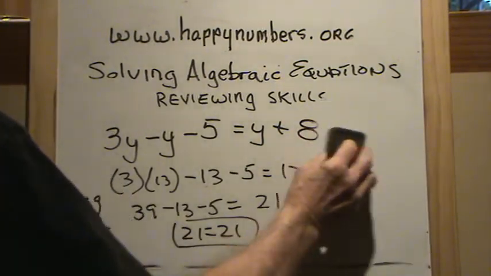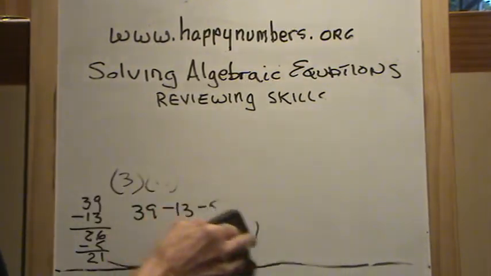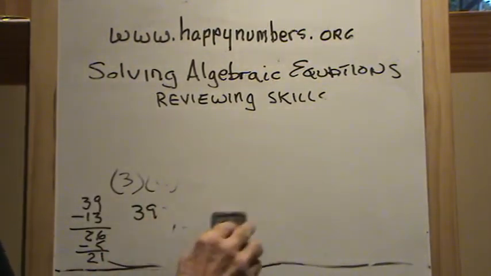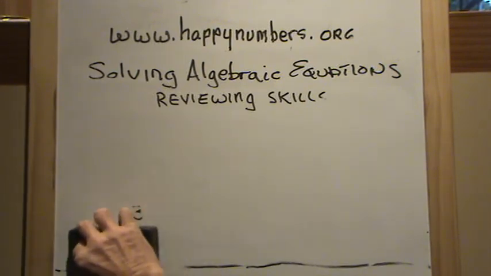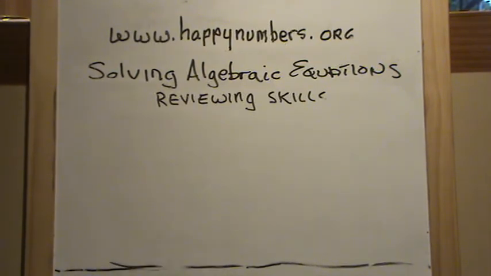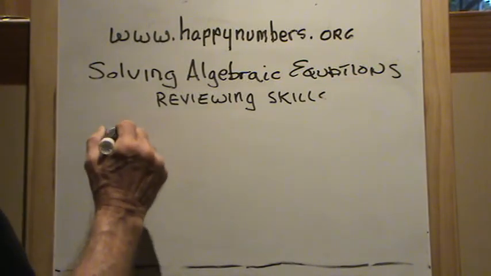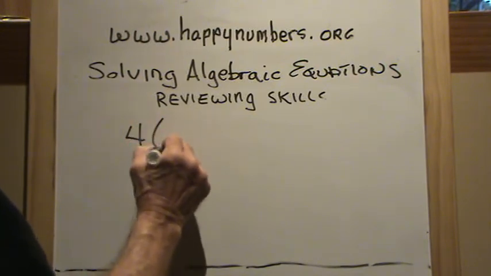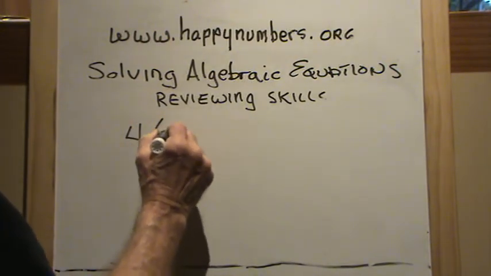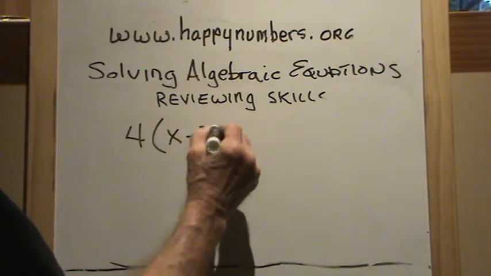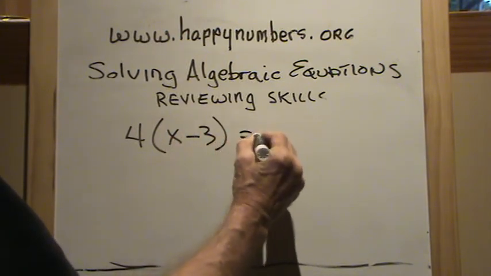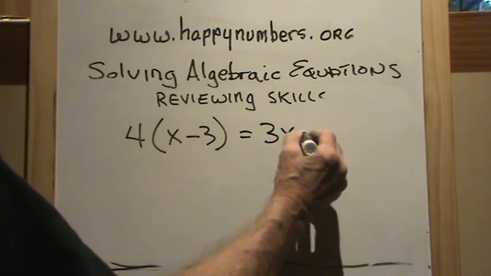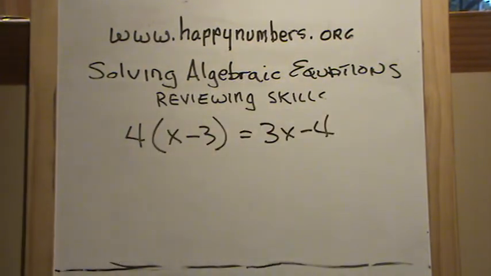Good. And now that was an equation that had like terms and multiple steps in it. So if you had difficulty with that, you may want to review the videos with equations with like terms and multiple steps. All right, let's try one more. Let's have 4 times the quantity of x minus 3 equals 3x minus 4. Well, put your video or DVD on pause, work that, and then turn it back on again.